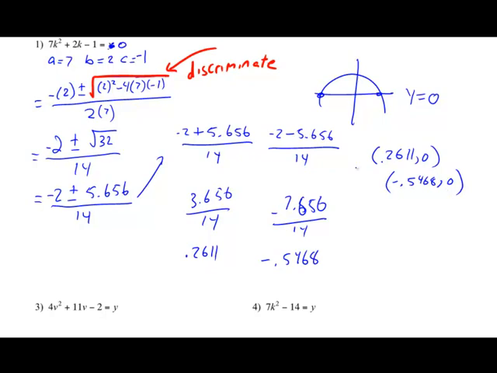I'm going to finish up by writing this in factored form. These are my roots, so all I have to do is steal my a value from over here. Here's my a value. Y equals 7. X, remember it's the opposite, so it's minus 0.2611 times x plus 0.5468. Okay? Here's my factored form. Here are my roots. That is my solution.